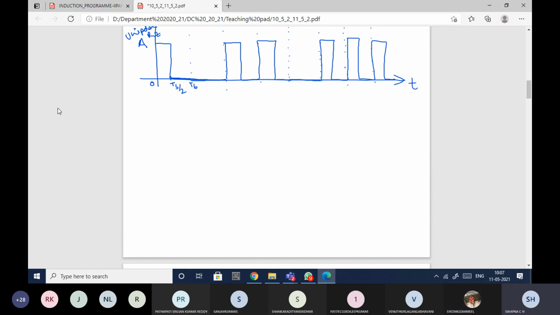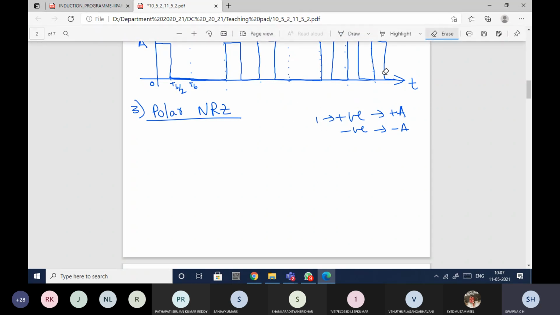Yes, ma'am. Okay, so next is the third one. The third one is polar NRZ. In this polar NRZ, you will have two polarities, positive polarity and negative polarity. It means plus A and minus A. If it is 1, you'll represent it with plus A, and 0 will be represented with minus A.